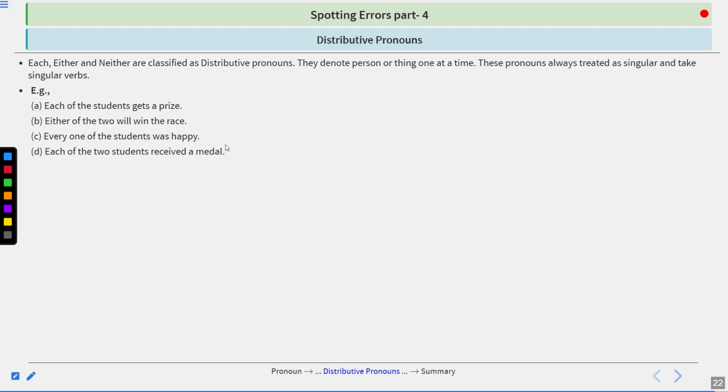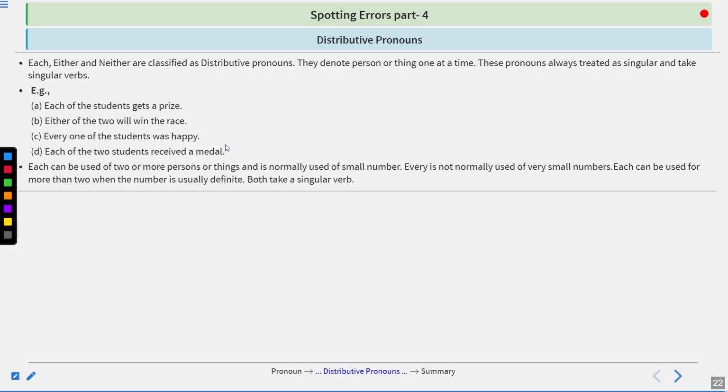So each, either, neither are distributive pronouns. They take singular verbs and singular pronouns as well. Each can be used of two or more persons or things and is normally used for a small number. Every is not normally used for very small numbers. Each can be used for more than two when the number is usually definite. So here we're talking about the difference between each and every: as a distributive pronoun, each is used when the number of individuals is definite, and when the number of individuals is not definite, use every. Every is used in a large context.